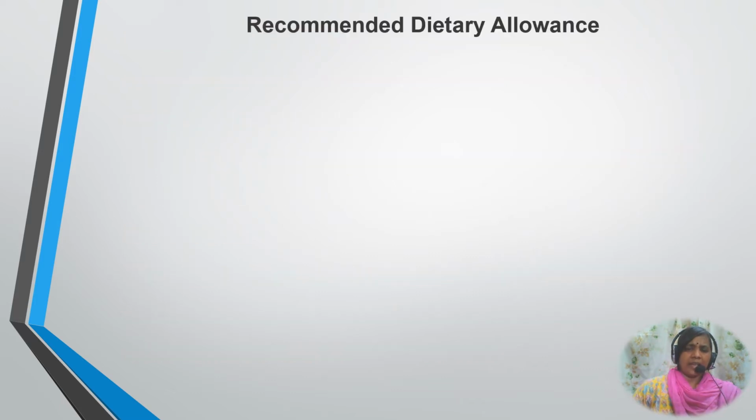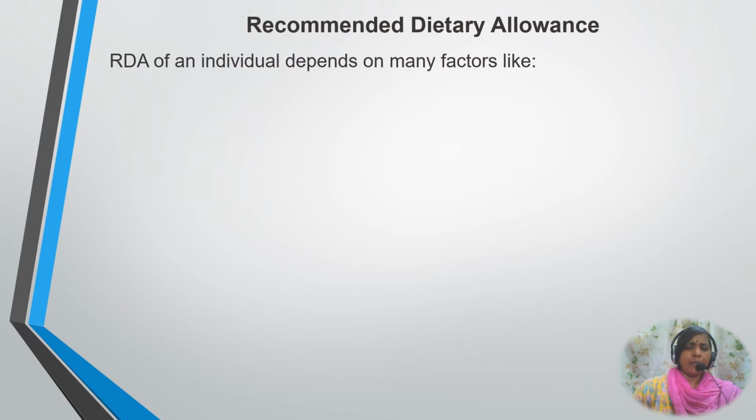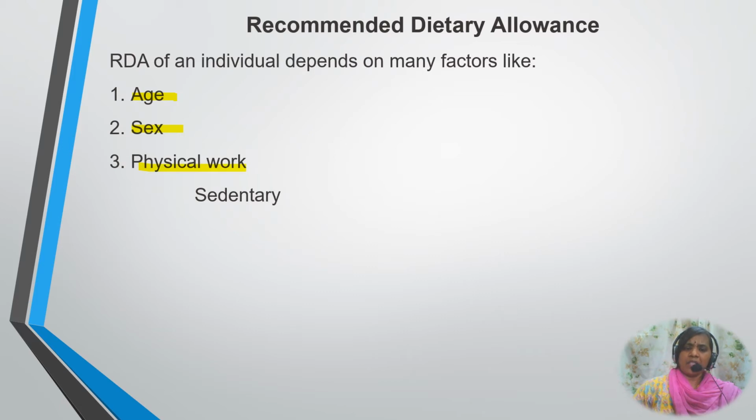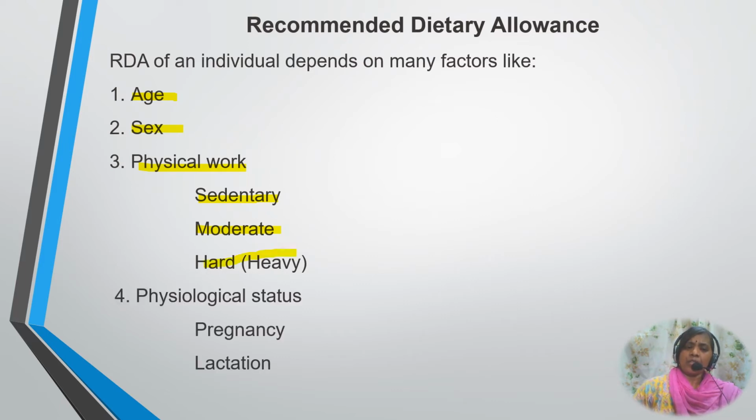The requirement, what we call recommended dietary allowance, depends on so many factors. The RDA of an individual depends on factors like age, then sex, whether it is male or female, then physical work. Some work is sedentary, some is moderate, which requires a moderate amount of energy, and some is hard or heavy work. Then also the physiological status like pregnancy and lactation. So all these factors or conditions are applied whenever we calculate the RDA of an individual.